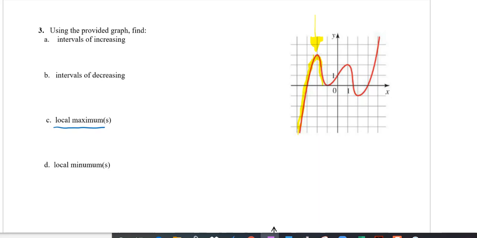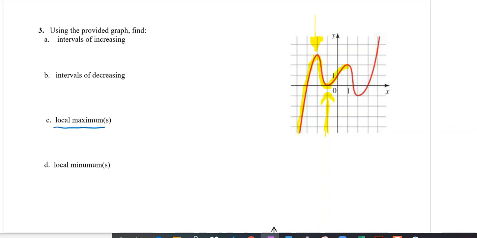If we just restrict ourselves to just looking around that point right there, we have a peak at that point. So then after that point, it starts to decrease. And then right here at this point is what we call a local minimum. It's like a little dip, a little valley. When you look right around that point, it's the lowest point within that interval around it. And then it becomes increasing again.